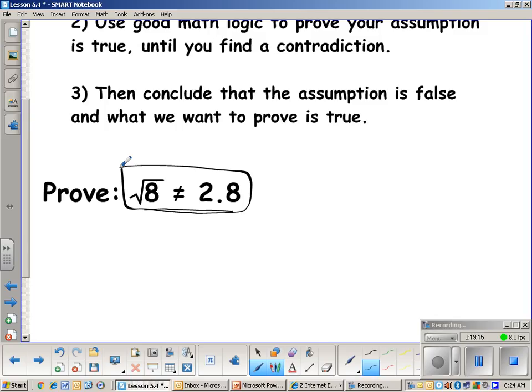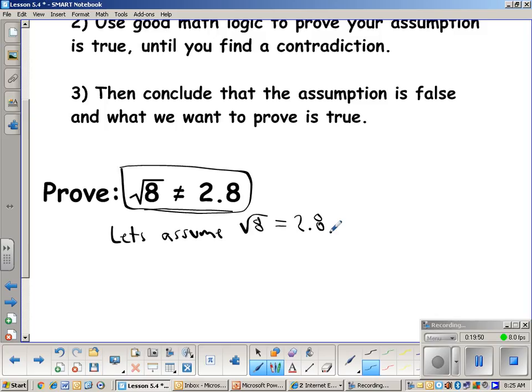Yeah. So I'm going to say, let's assume square root of 8 is equal to 2.8. Okay? So you just make the assumption that negates the statement you want to prove. They said it's not equal to 2.8, so to negate that, we take the not out and make it equal to 2.8.